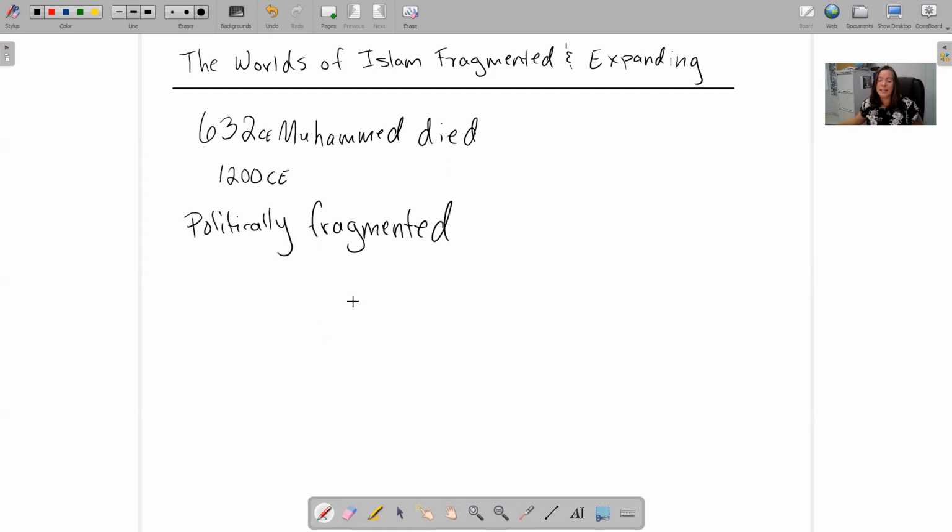By the year 1200, the ruling power was incredibly weak, really, really weak. Now I'm going to go backwards. I know I just said 1200, but I'm going to go backwards to the 9th century.